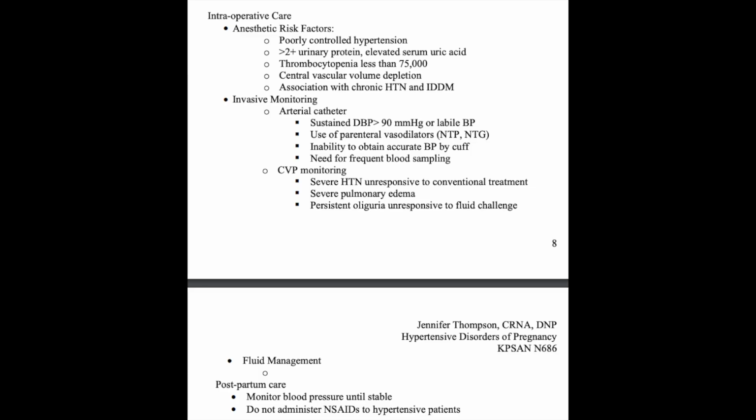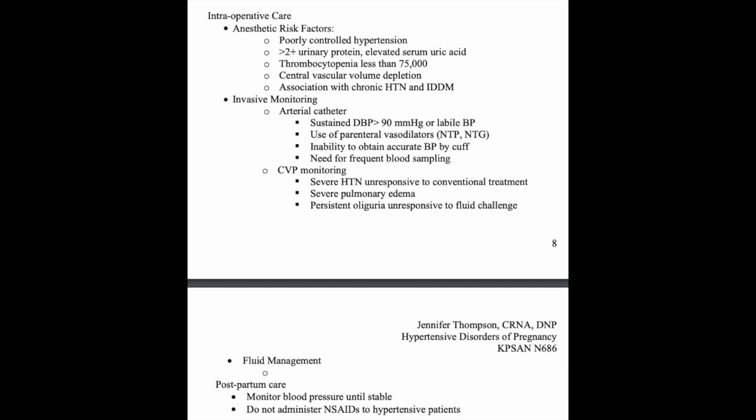So we've established that patients who are preeclamptic are very high risk and the potential for complications is very high. And there are multiple reasons why. Because of their poorly controlled hypertension, they're at high risk for intracranial hemorrhage, they're at high risk for complications due to an increased urinary protein, because they have thrombocytopenia, because of their depleted central vascular volume, and because of a high association with chronic hypertension and diabetes.